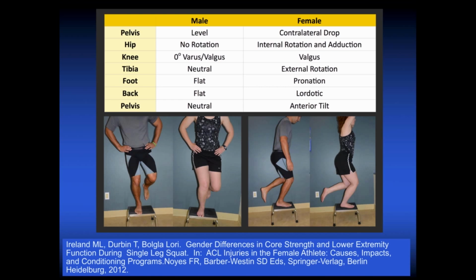Seen more on the sagittal or side view on the right, the male demonstrates flat back and neutral pelvis rotation, while the female, again, normally just instructed to do a mini squat, has excessive lumbar lordosis and anterior pelvic tilt, again driving her lower extremity into a potential ACL position of no return.